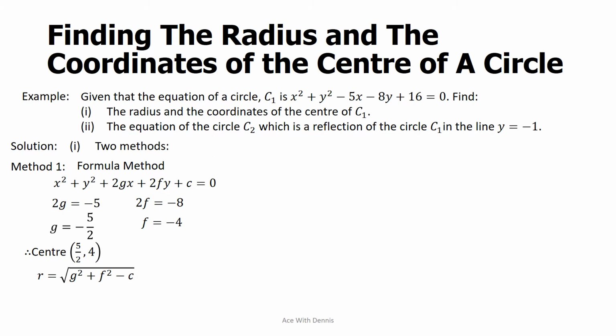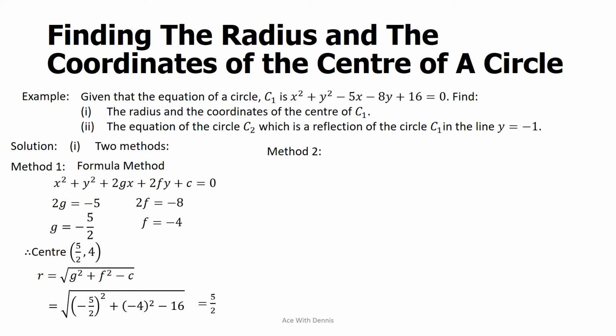The radius is equal to the square root of g squared plus f squared minus c. So we substitute the values of g and f into this formula. We get r equals the square root of (-5/2) squared plus (-4) squared minus 16, and r equals 5/2 units.